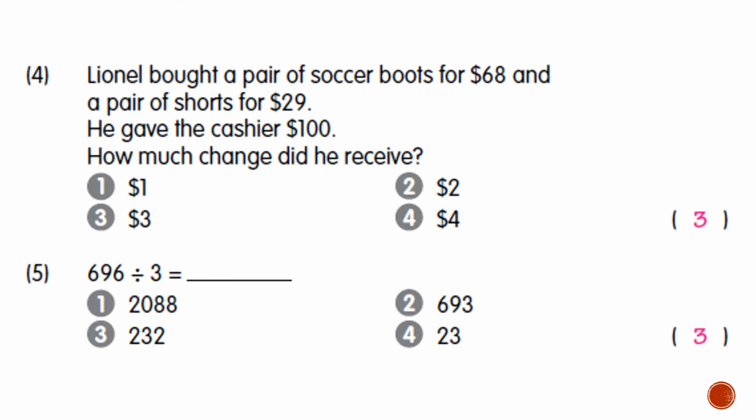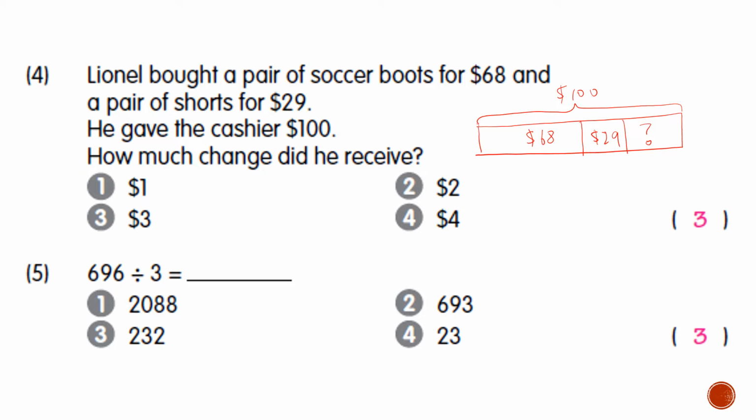Now for these two questions, I'll provide you with the answers, but I'm going to draw the model for you. Lionel bought a pair of soccer boots for $68 and a pair of shorts for $29. He gave the cashier $100. So if you look at it carefully, the cashier received $100. This is the given total. Soccer boots, $68, shorts, $29, and the change is this one over here. So it's a simple minus problem.